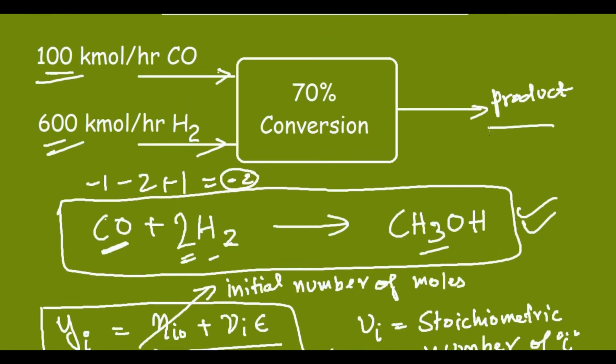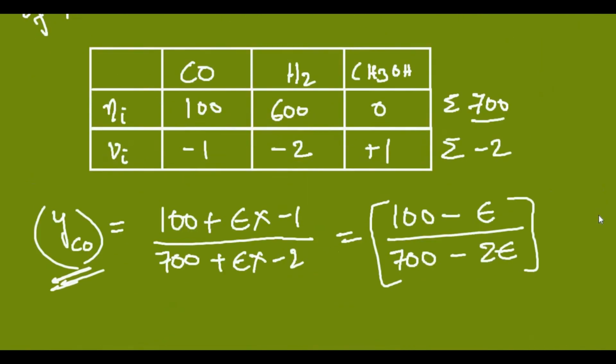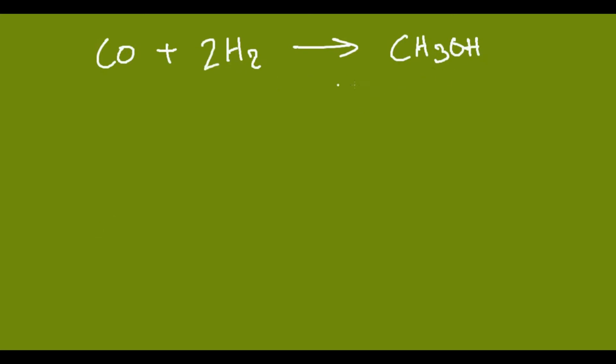That is, they have provided that 100 kilomoles per hour of CO is entering, 600 kilomoles per hour of hydrogen is entering, and 70% conversion is occurring. So let's try to do this using the reaction. The reaction given is CO plus hydrogen giving me CH3OH. This is the reaction that is occurring.